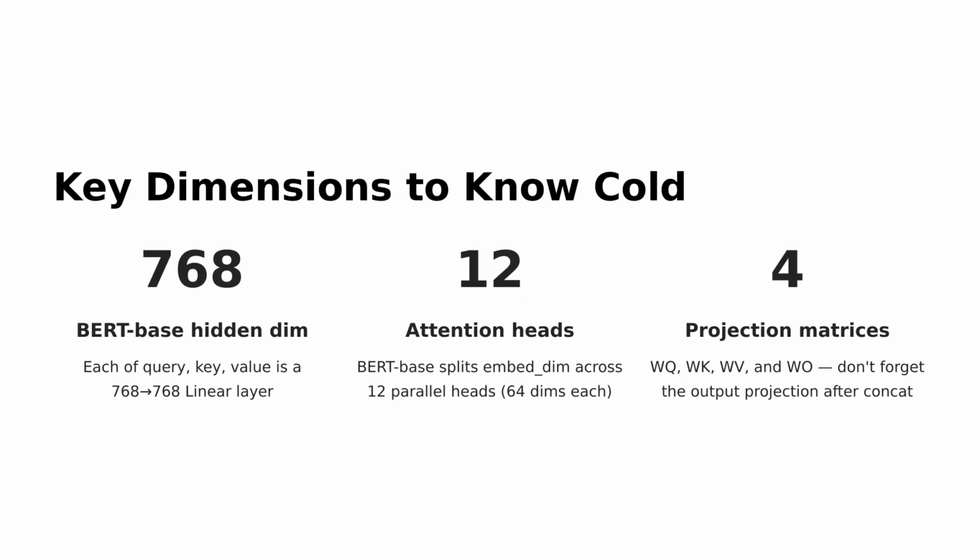Here are the key dimensions to know for BERT base. The hidden size is 768, and each of the query, key, and value projections is a linear layer that maps 768 to 768. Attention is split across 12 heads, so each head gets 64 dimensions. And there are 4 projection matrices total: WQ, WK, WV, plus WO, the output projection applied after concatenating the heads.